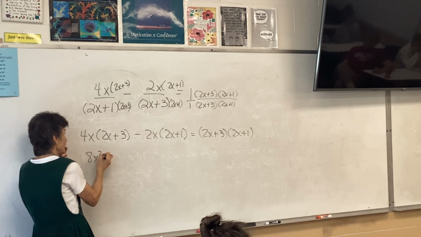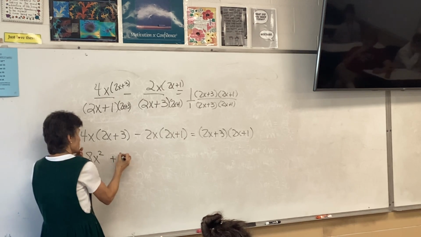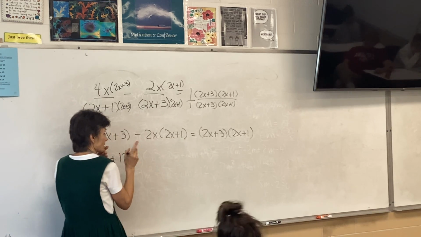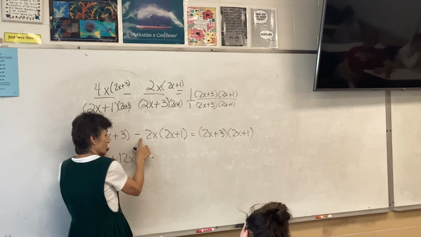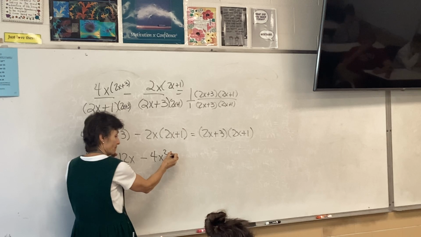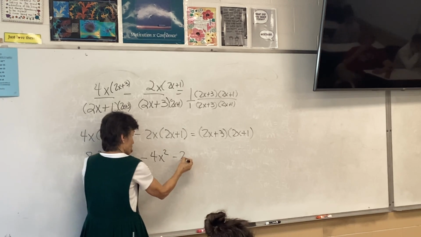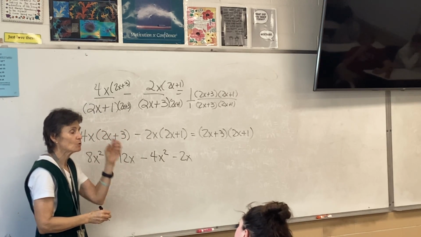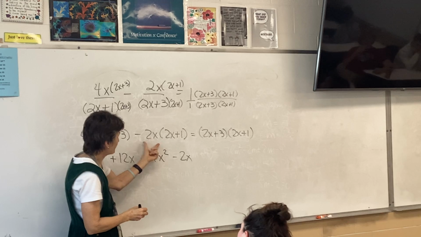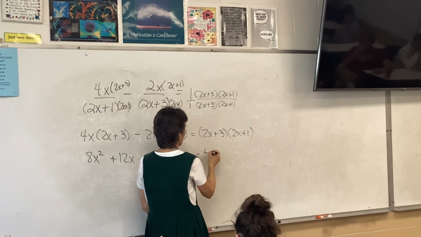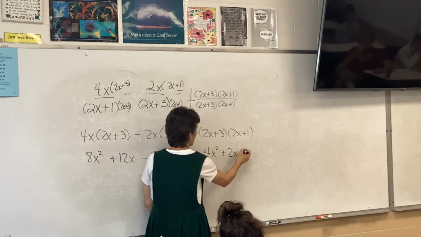This is going to be 8x squared plus 12x, right? Now watch this. Be careful. See that negative? That gets multiplied by both of these. So this is going to be minus 4x squared minus 2x. Now it's easy when I'm up here talking you through it. You have to recognize that: negative 2x times 2x, negative 2x times 1. And then we'll FOIL over here: first, outside, inside.